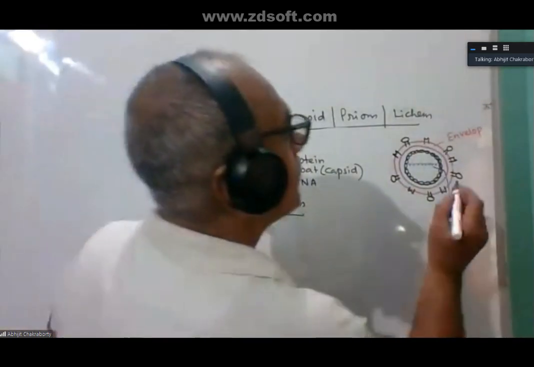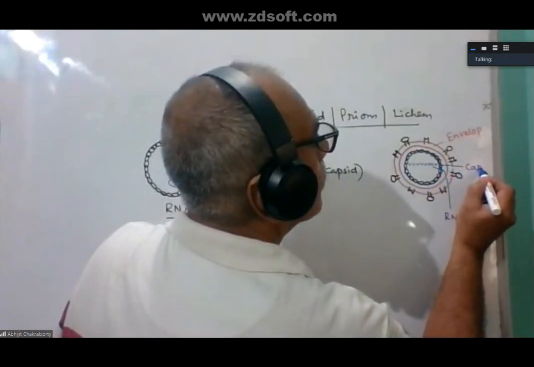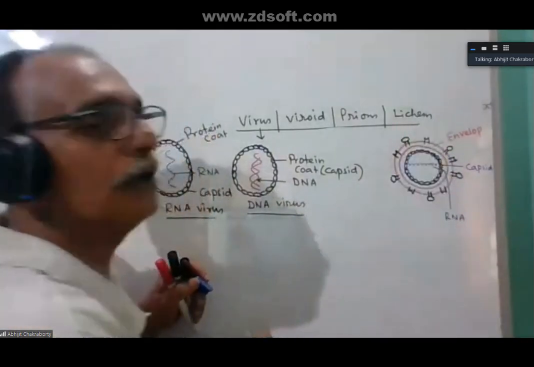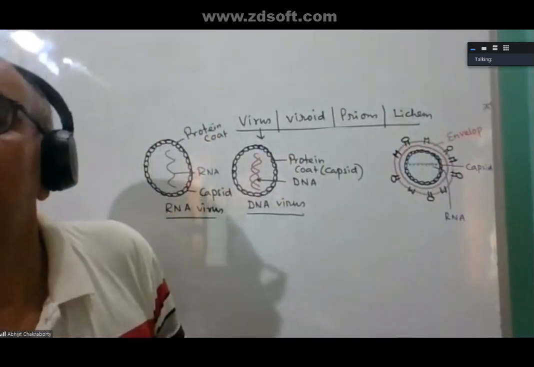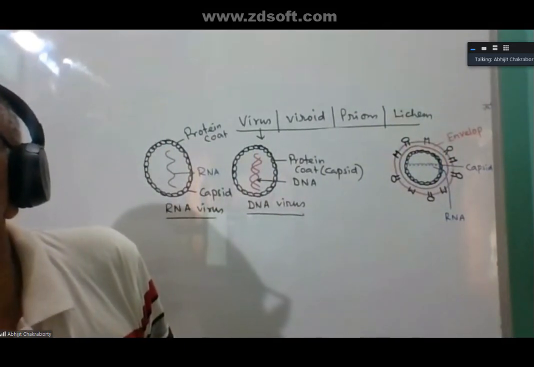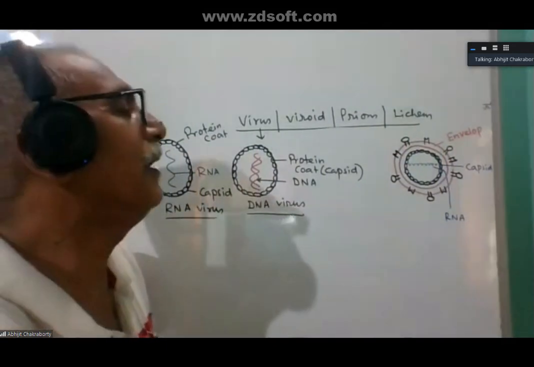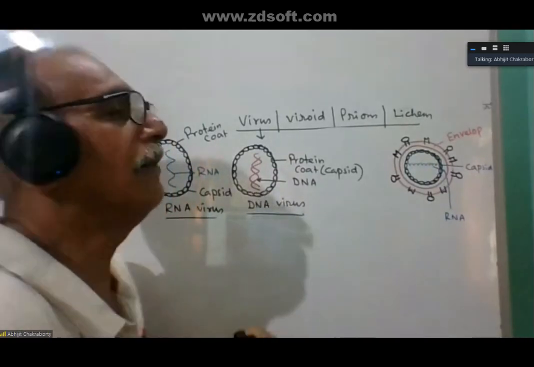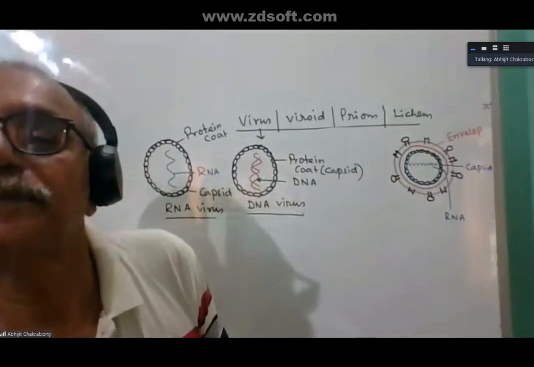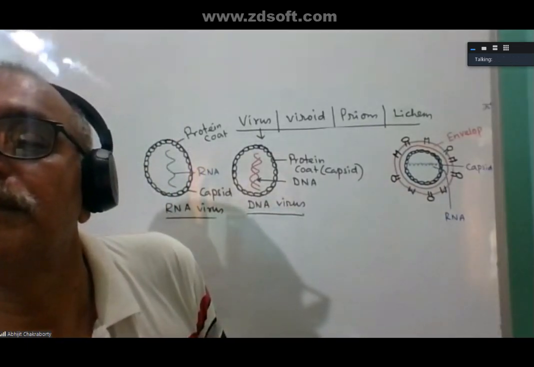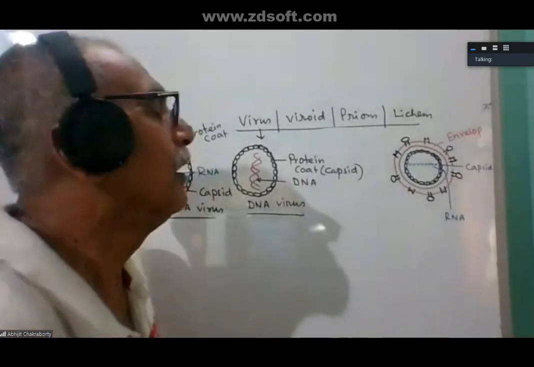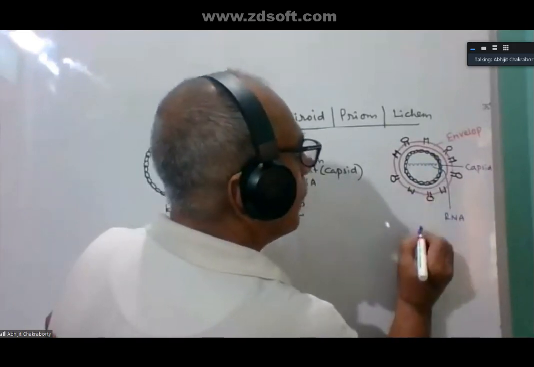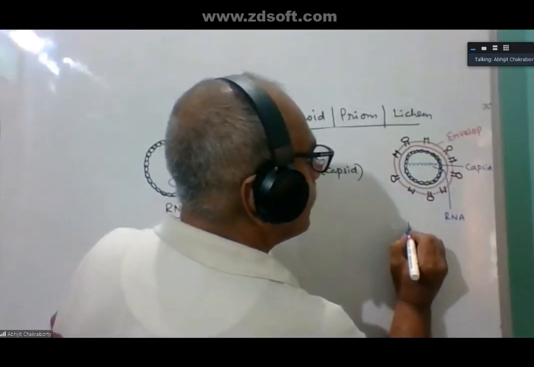As capsid is there, around the capsid, not in all, in some viruses, you will get an outer covering called envelope. And they are called enveloped viruses, so it is influenza virus.